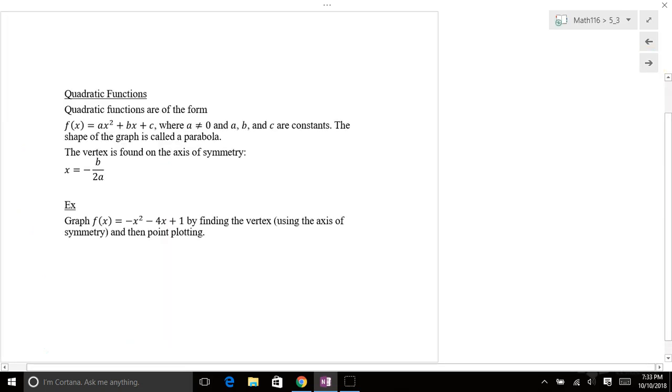Well, that's linear functions. Those were lines. So now let's look at quadratic functions. Quadratic functions are of this form: y equals ax squared plus bx plus c. A, b, and c are going to have numbers there. And the shape of this is a parabola.